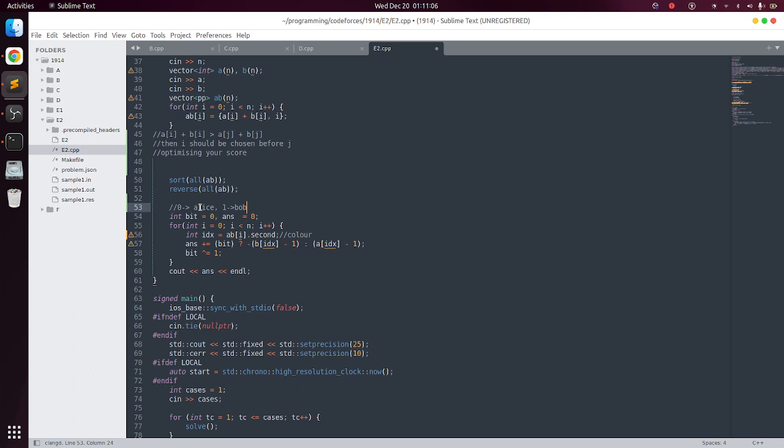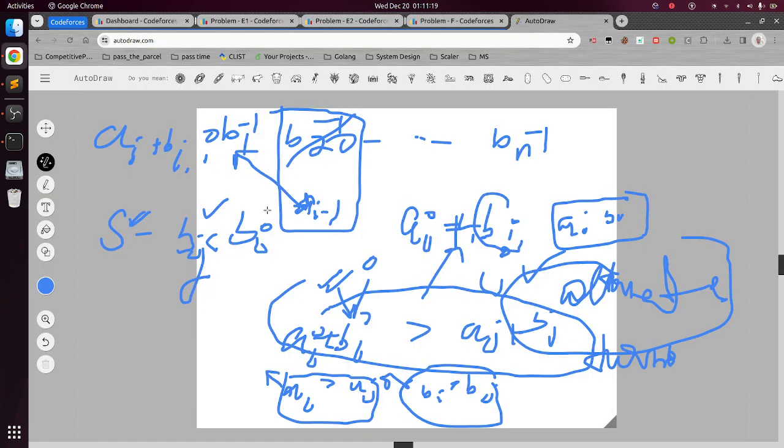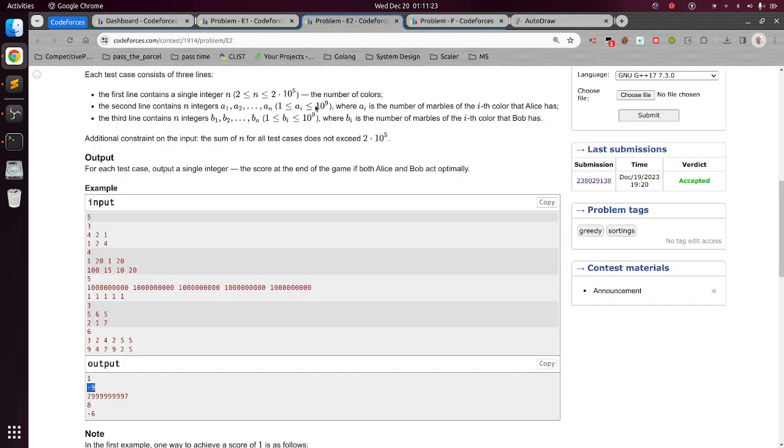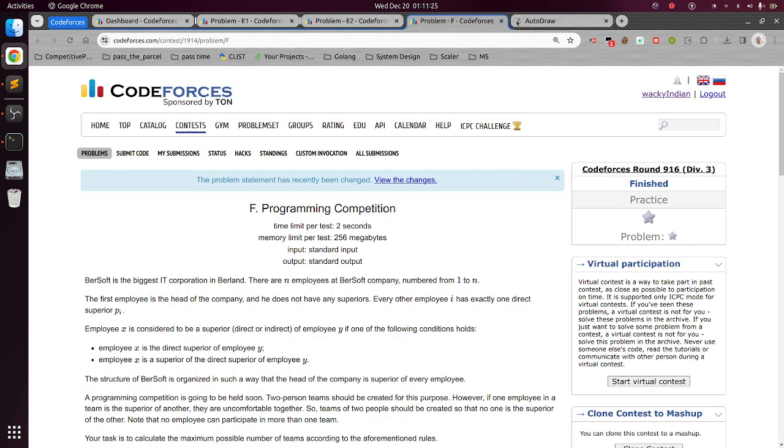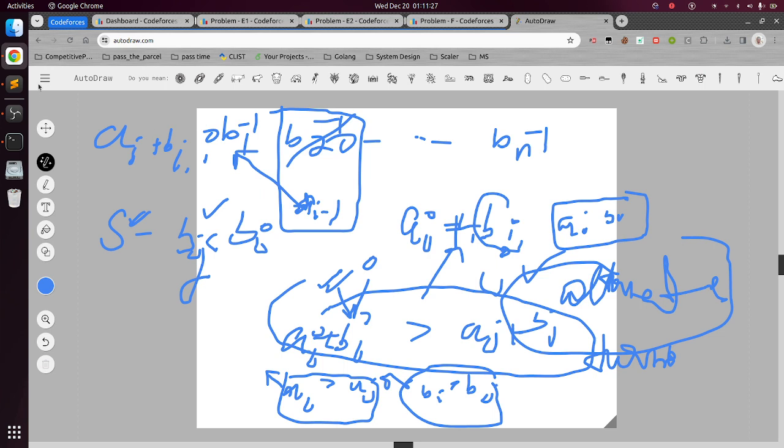When it is Alice's turn, you increase your score by A of index, and on Bob's turn you decrease your score by B of index, and you just alternate these, and you have the maximum answer. So it's pretty intuitive, and not a very hard problem, after you see this observation that you do not have to simulate the game, or how they will choose, or what they will choose.